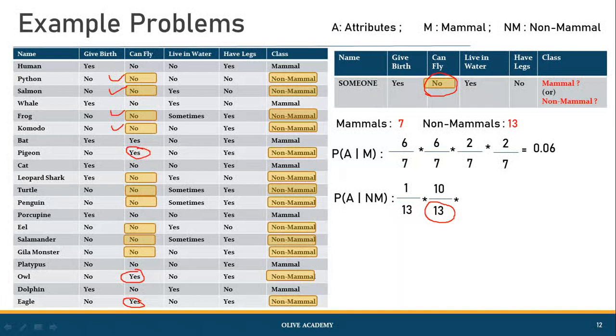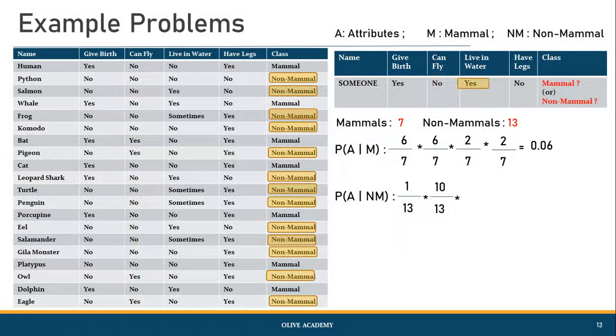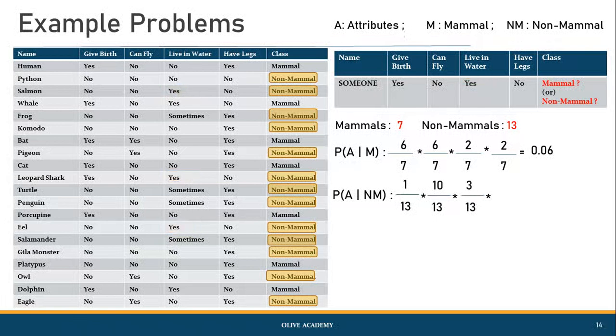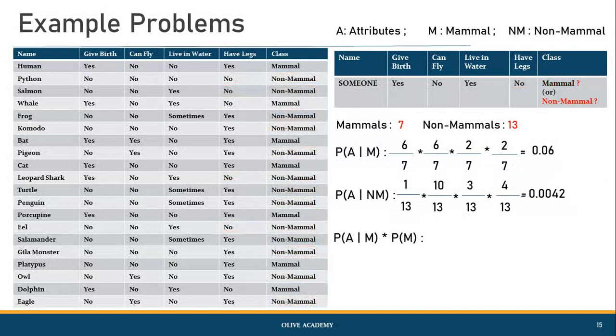So just count the number of no's and put it in the numerator, and that is going to be 10 by 13. And similarly, for live in water equal to yes, it is going to be 3 out of 13. And similarly, the number of rows having legs as no is going to be 4 out of 13. That gives us 0.0042. Now this is the conditional probability, but we have to calculate the actual probability. That is given by probability of A given M into probability of M.